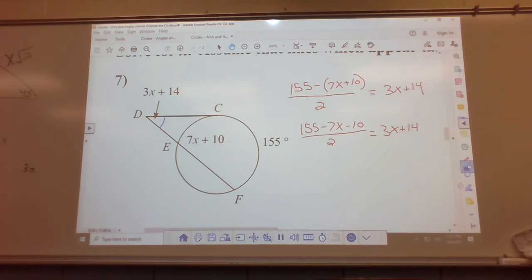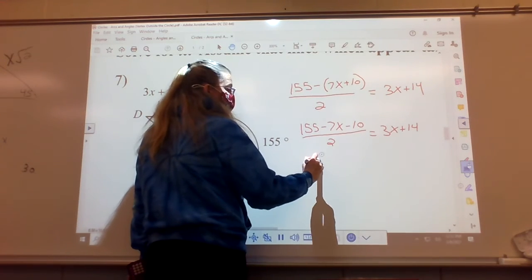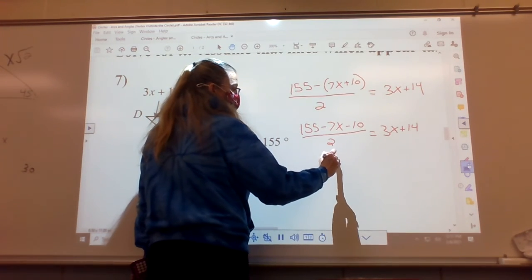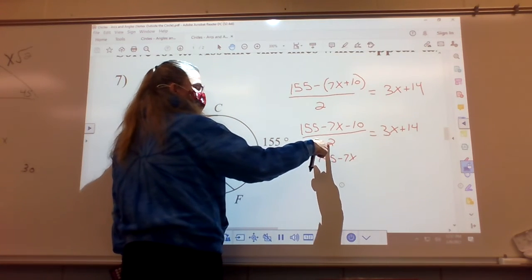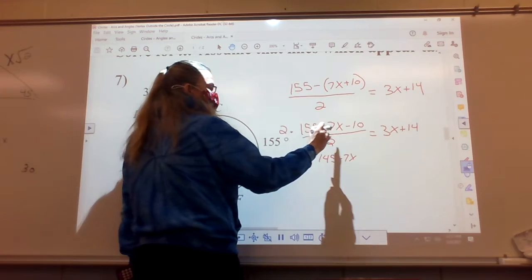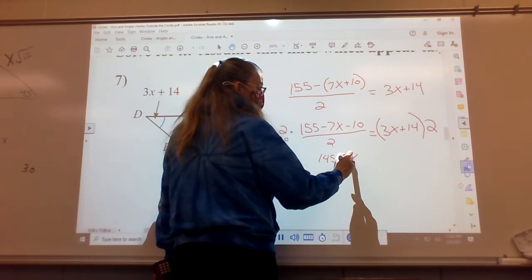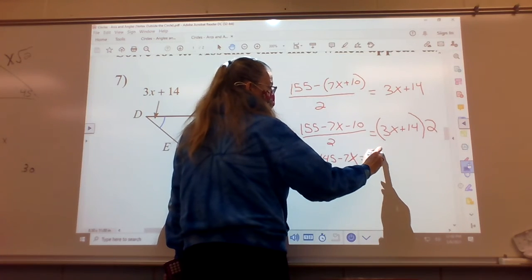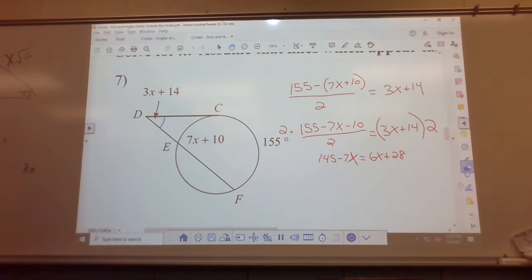Same as on Friday, I can clean up that top. So 155 subtract 10 is 145. Minus 7x I didn't do anything with. I can get rid of the 2 at the same time, so I'm going to multiply both sides by 2. That means I'm going to have to distribute a 2 over there, so I get 6x plus 28. There's just a lot of places that you might make a mistake on these. You got to be really careful.